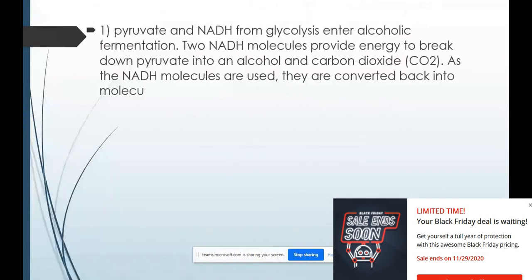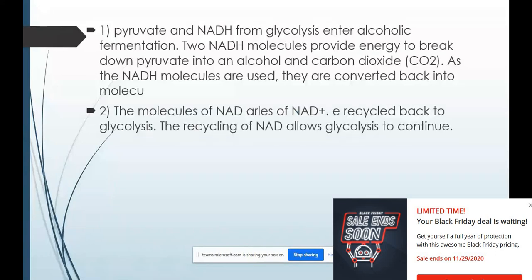Number 1, pyruvate and NADH from glucose enter alcoholic fermentation. 2 NADH molecules provide energy to break down the pyruvate into an alcohol and carbon dioxide. As the NADH molecules are used, they are converted back into NAD molecules. The NAD molecules are recycled back to glycolysis. The recycling of NAD allows glycolysis to continue.